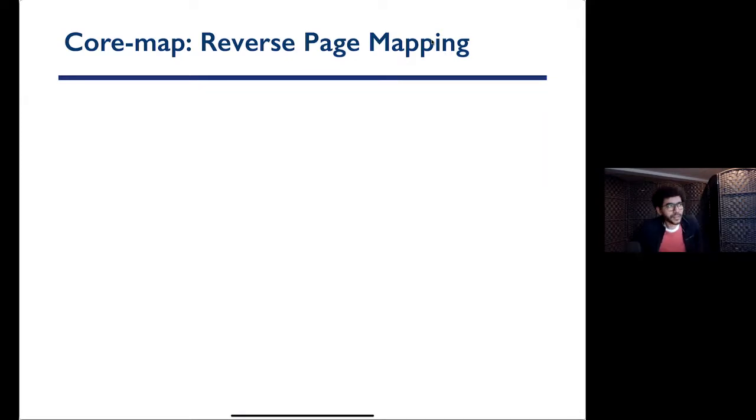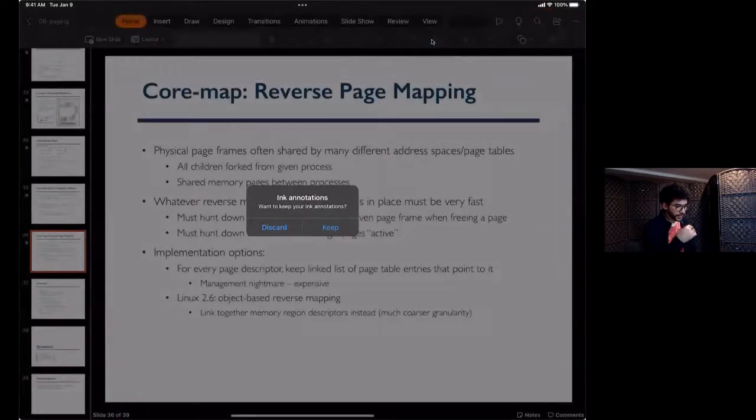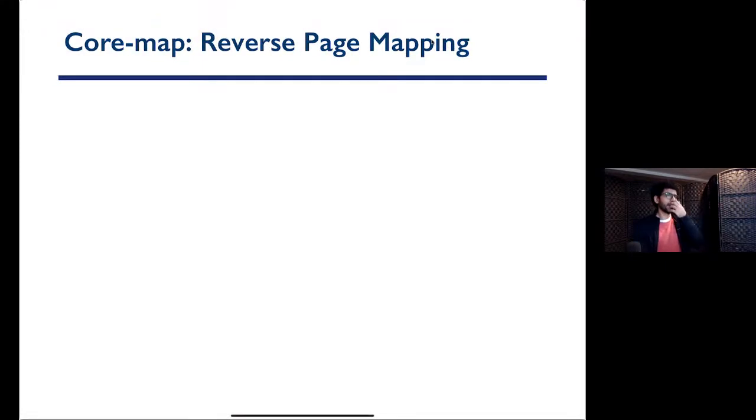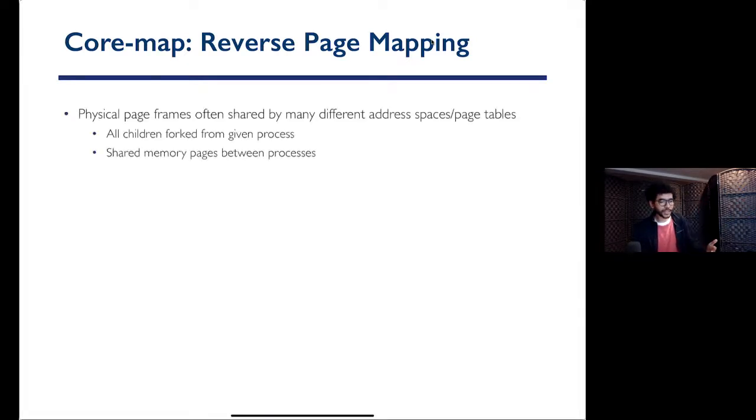Okay, so the last topic I want to talk about before ending this lecture is the core mapping problem. With page tables, we go from virtual memory to physical memory. Sometimes we actually need the reverse. We need to go from a physical address to a virtual address. Why would we need such a thing? Well, when you're doing demand paging and removing a physical page from your memory, you probably want to go and invalidate page table entries.